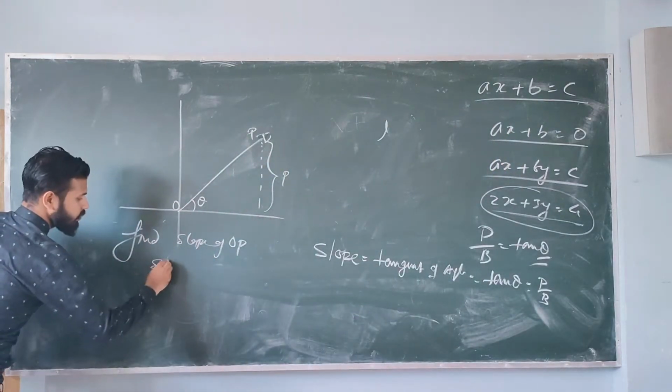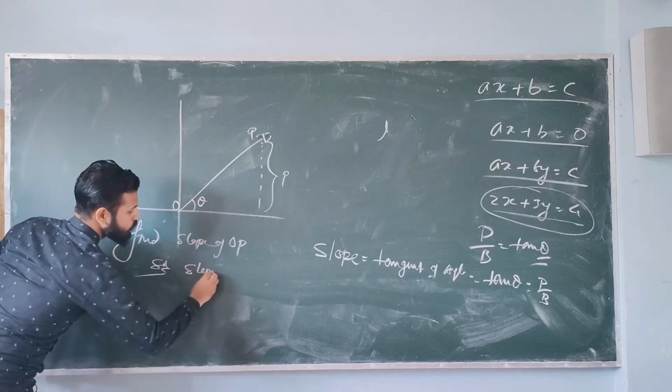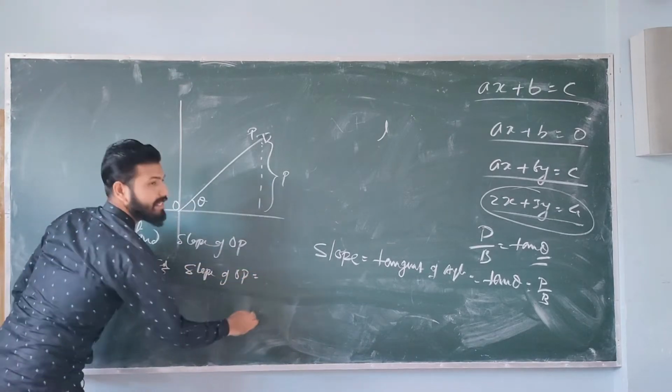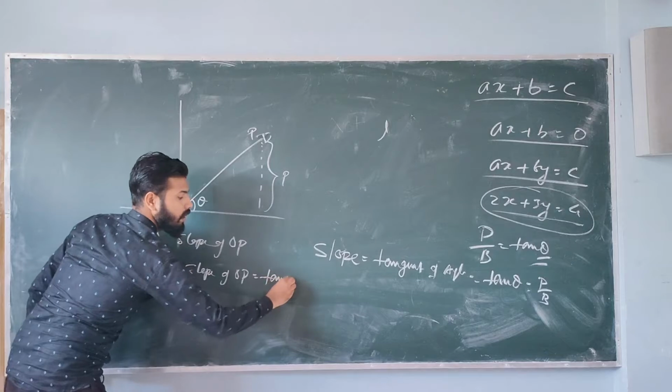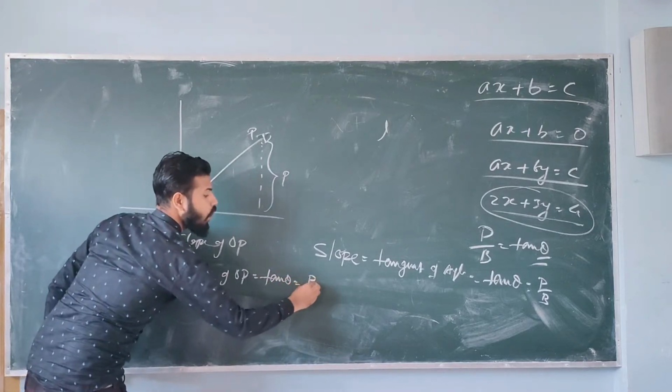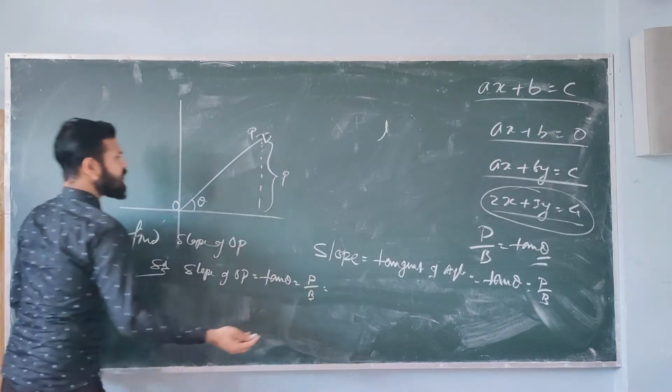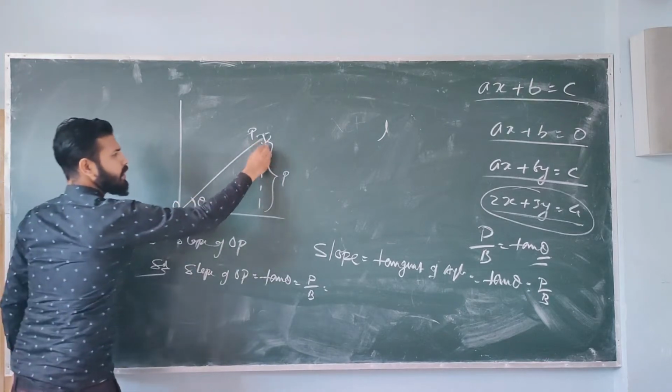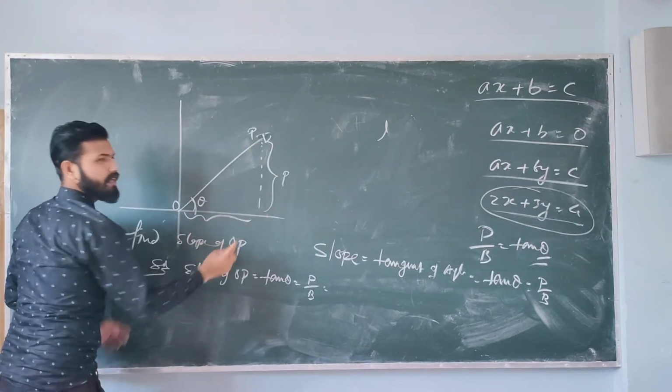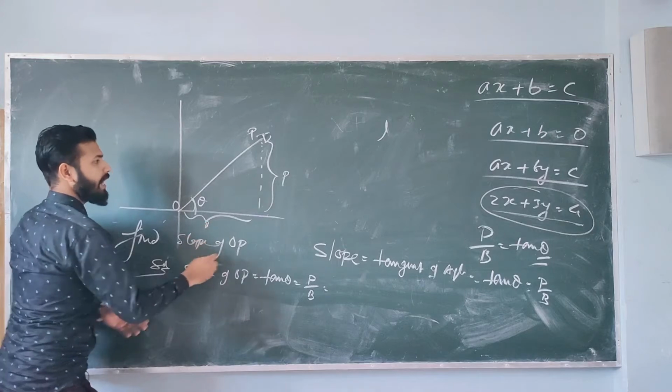Therefore, the solution is what? Slope of OP is what? It is nothing, it is the tan theta. And what is tan theta? It is nothing but the ratio of P by B. Now you see, my dear, this is P and this is B. This is P, right? But actually what is P?